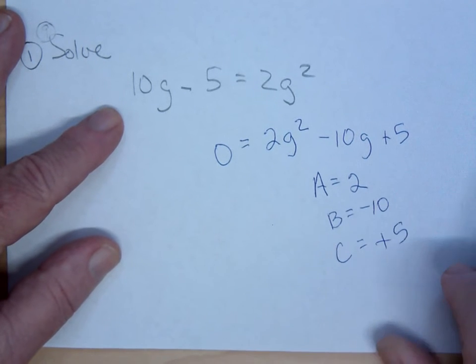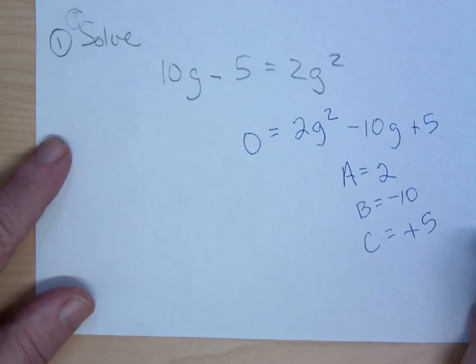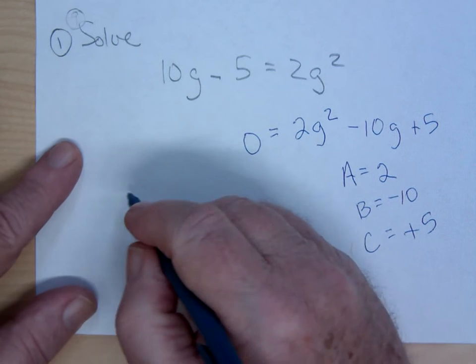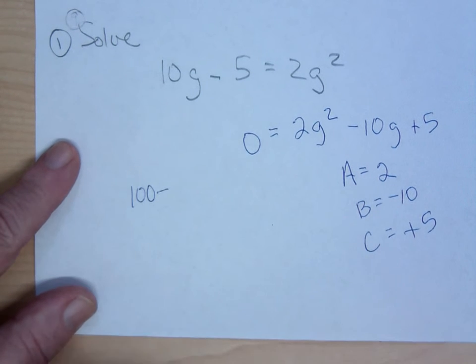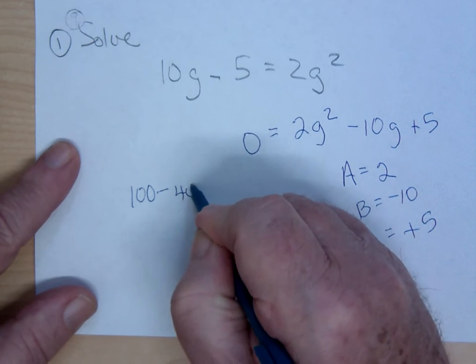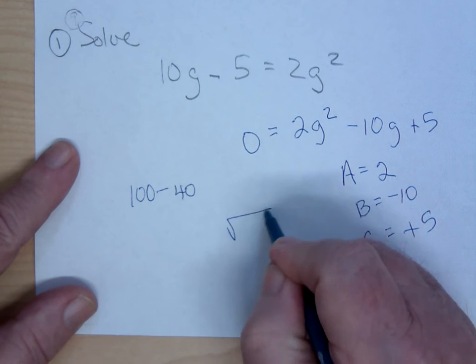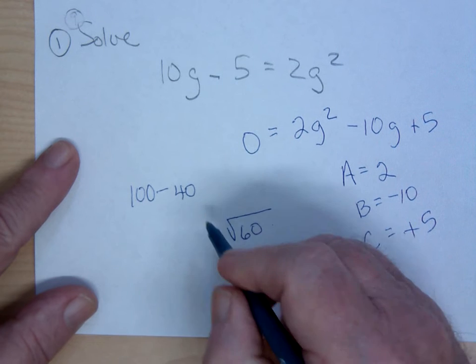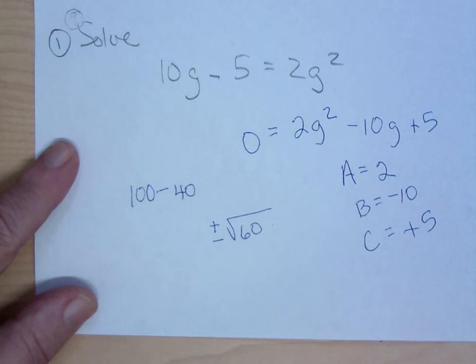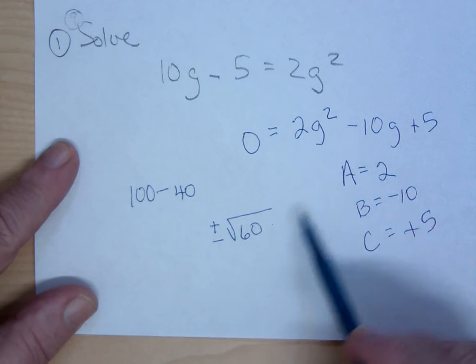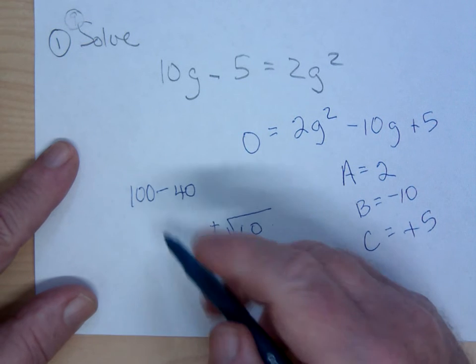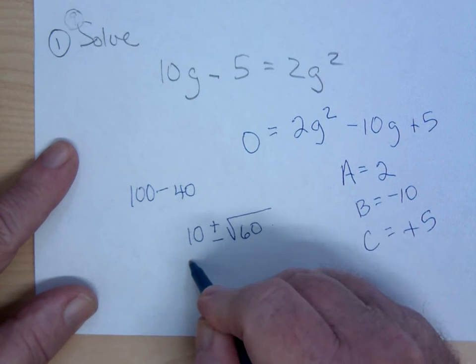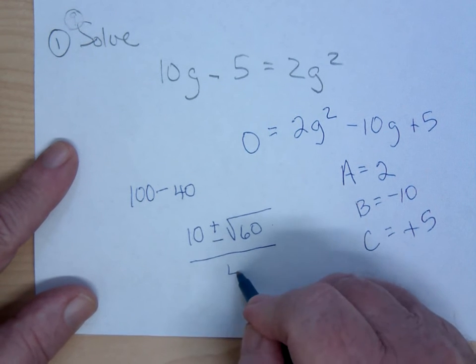So when we go through and do the calculation, then b squared is going to be 100 minus 4ac, which is going to be 40, and so that means we're going to have a square root of 60, and that is going to be plus or minus, and then it is minus b, so that is going to be 10, and then that is all over 4.